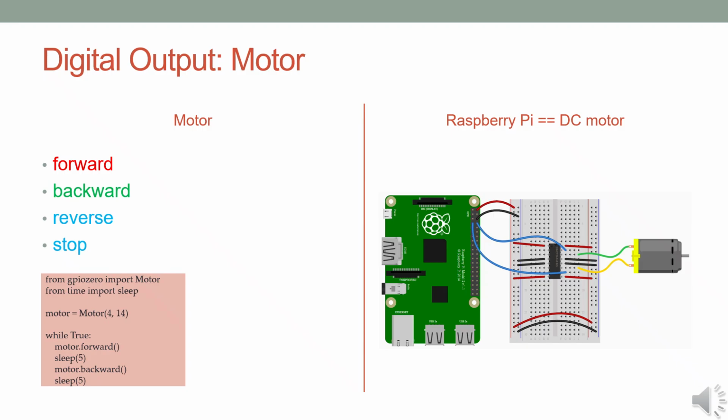You can simply command the motor to rotate forward for 5 seconds, then backward for 5 seconds using code like this: motor.forward(), sleep(5), motor.backward(), sleep(5). With just a few lines of code, the motor responds as expected, smoothly and efficiently.